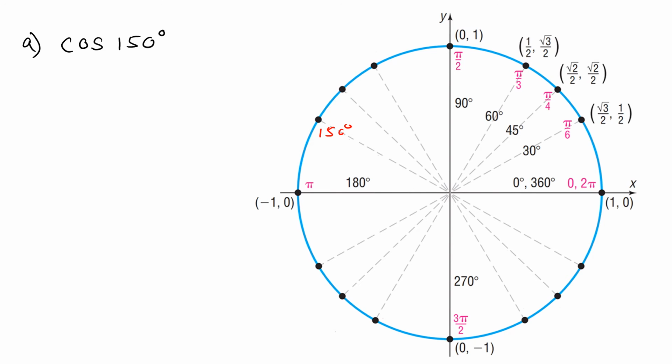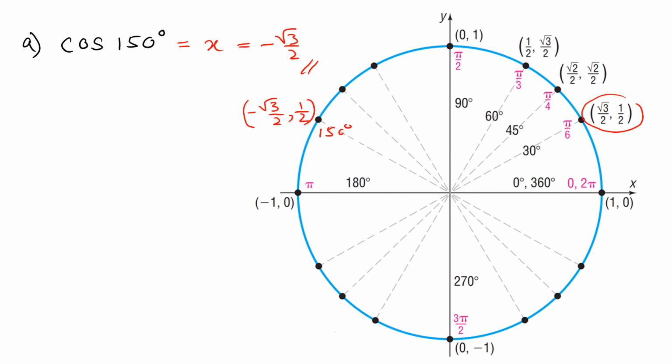So what we can do, once you get the point, we can see that this is the reflection across the y-axis of this point. Since the reflection across the y-axis is only going to change the x coordinate, this is going to be negative square root 3 over 2, 1/2. But we are looking for the cosine value. Cosine value means the x coordinate. So that means this is going to be negative square root 3 over 2. So that is the exact value of cosine 150.